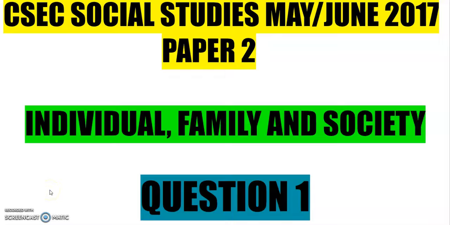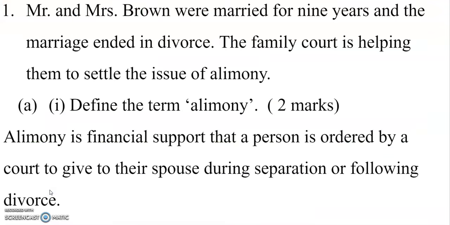So remember, we are looking at the Social Studies May-June 2017 paper 2 question 1. And the first question is, Mr. and Mrs. Brown were married for 9 years, and the marriage ended in divorce. The family court is helping them to settle the issue of alimony. A. Define the term alimony for 2 marks.